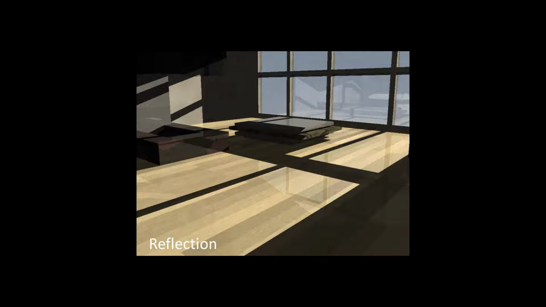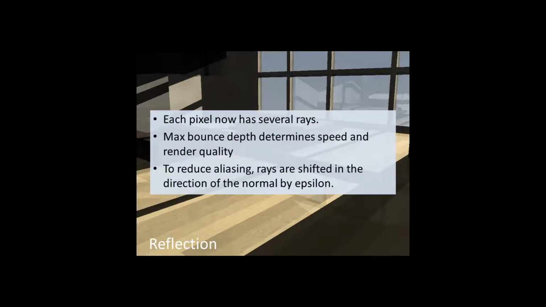In addition, you can also see that shadows were added to the scene. One thing that comes up a lot with shadows is aliasing, but I found that I could get rid of like 90% of the aliasing if I just offset the intersection and the direction of the normal by some small amount.